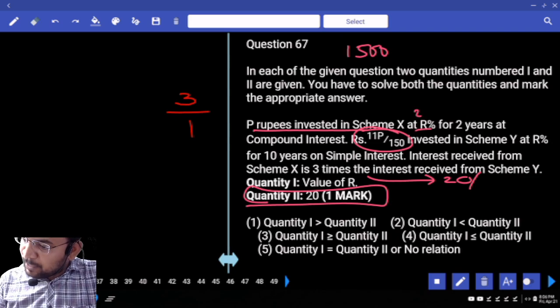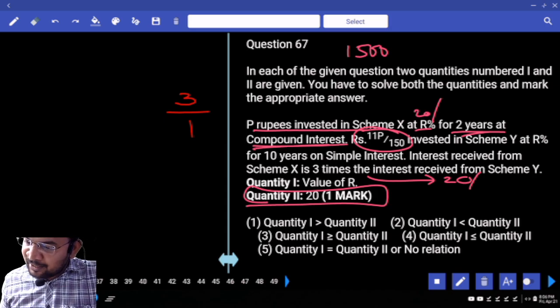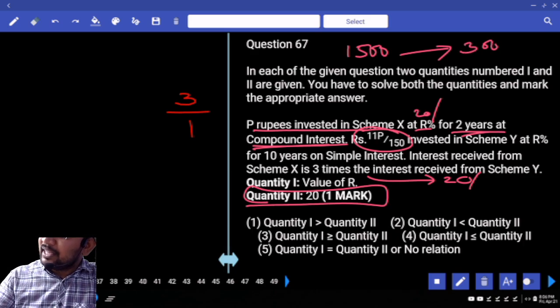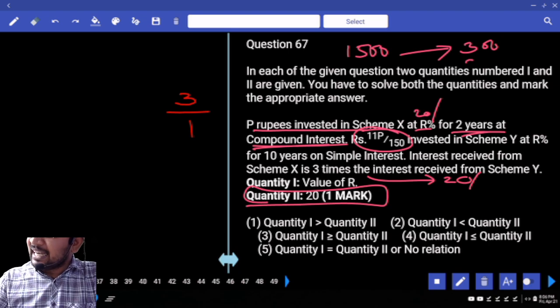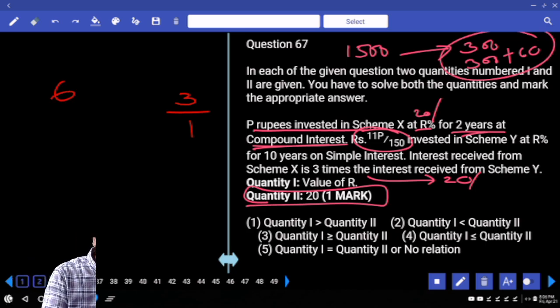Rate of interest I assume as 20%, for 2 years, compound interest. So on 1500, 20% is 300. This is the first year interest. Second year interest is 300 plus 20% of 300. This is the total for scheme X.